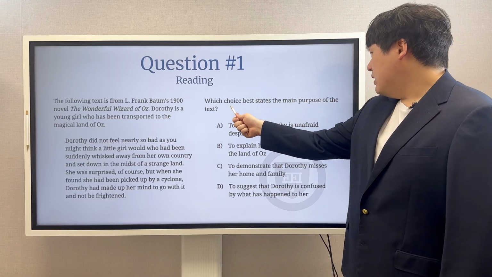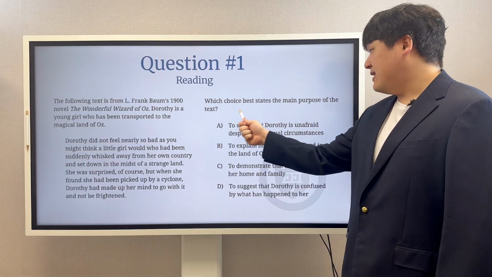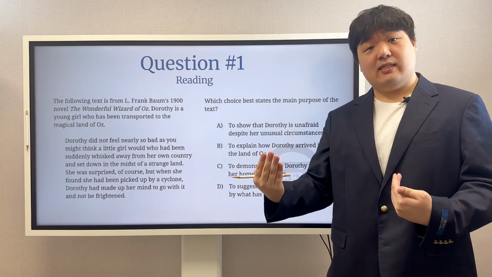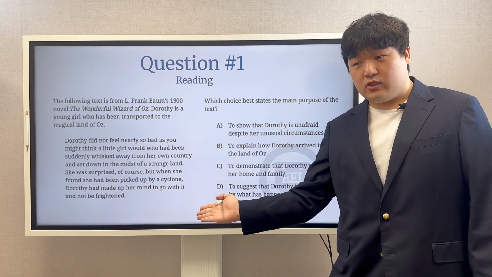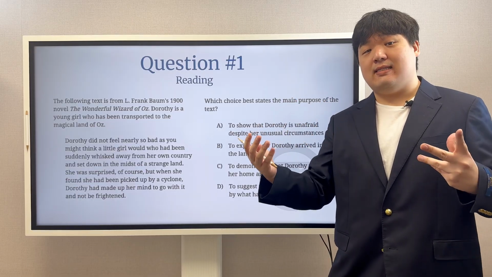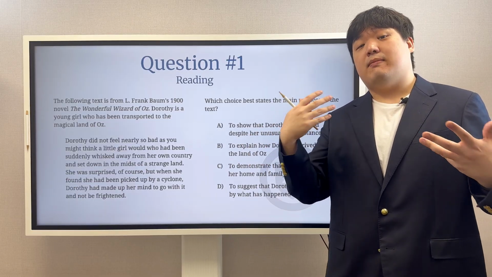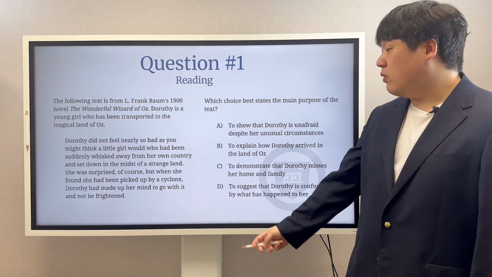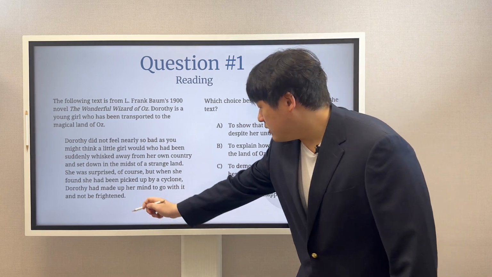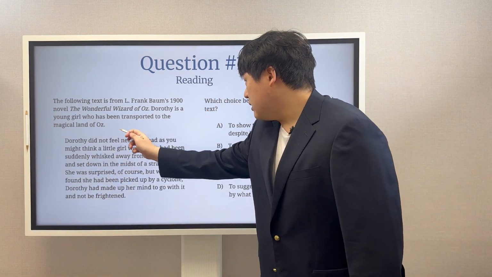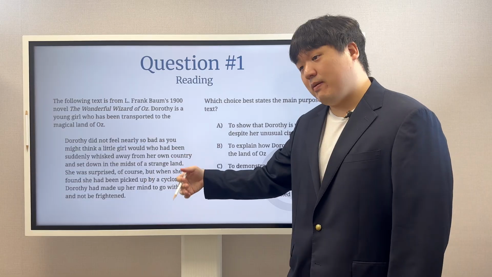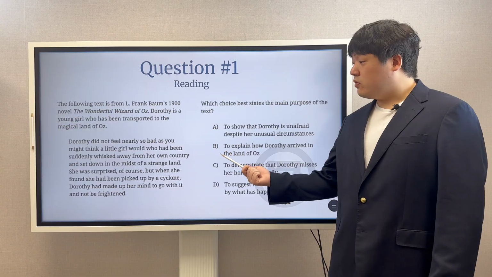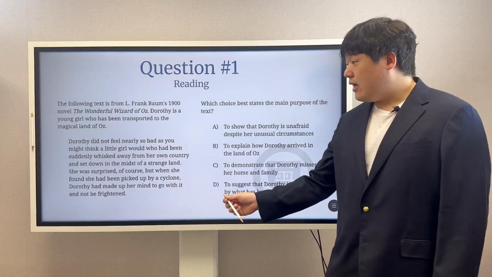So, which choice best states the main purpose of the text? We're looking at a main purpose type question. The way to approach these is to go to the end of the passage, because generally the opening line will be some introduction, some context, and then the main purpose will be towards the end. So you want to read the last sentence, which in this case is about The Wizard of Oz. You should be familiar with this very famous book and very famous movie. So to tackle this problem, we'll go to the last sentence.